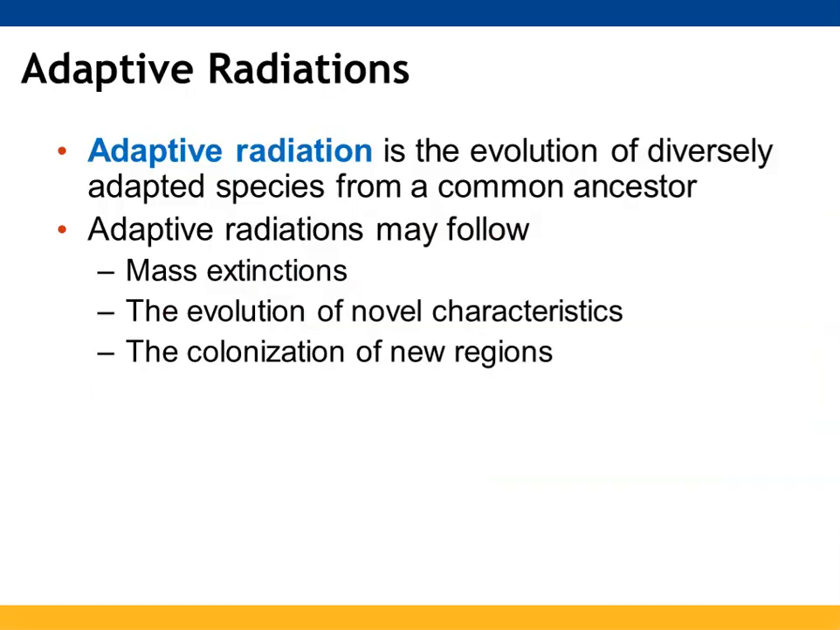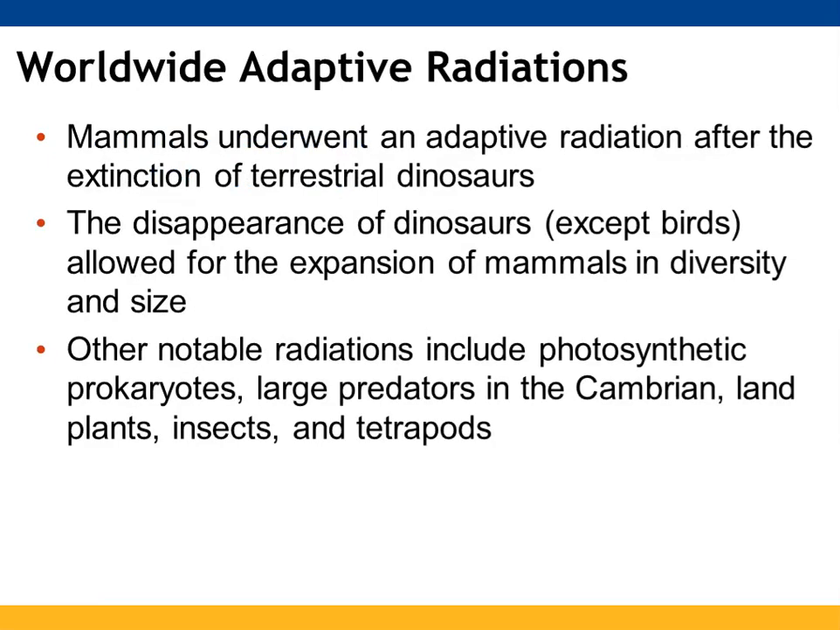So what is adaptive radiation? Adaptive radiation is the evolution of diversely adapted species from a common ancestor. We see these, again, as a result of mass extinction, when new characteristics evolve or when new regions are colonized. So worldwide speaking, mammals underwent an adaptive radiation after dinosaurs went extinct.